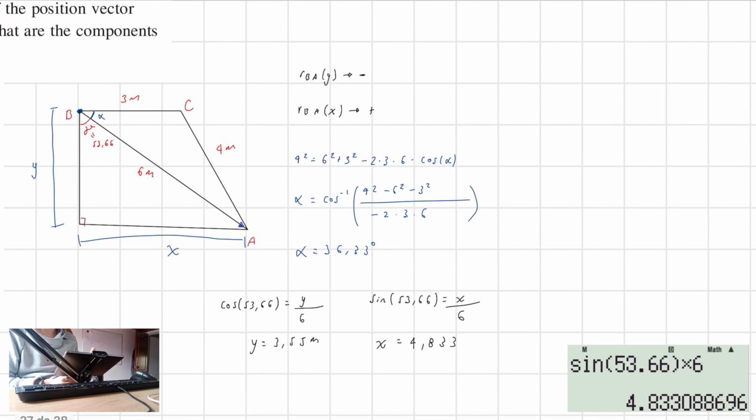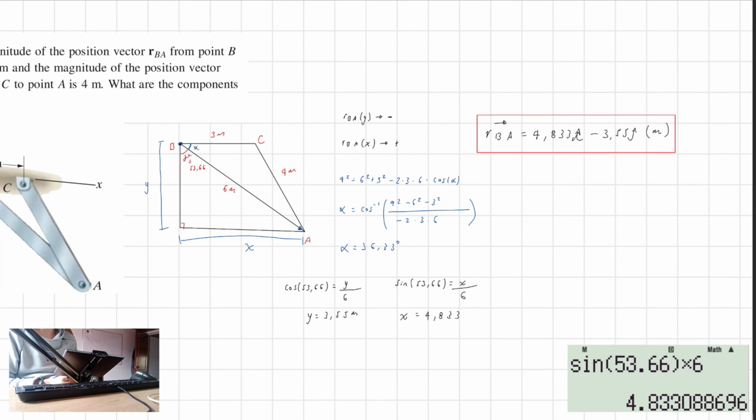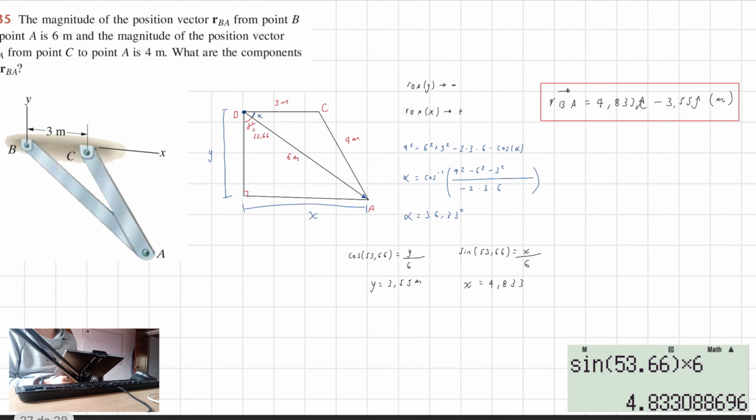And now we go back to this part of the exercise. RBA is equal to 4.833 in the i direction minus 3.55 in the j direction, and this is in meters. And right here, guys, we have our final answer. This is how you can solve this exercise.